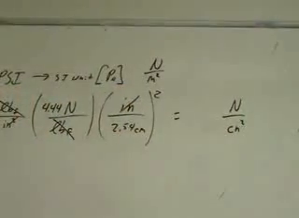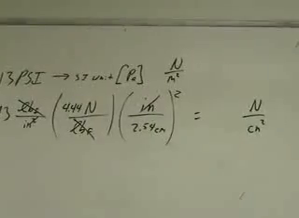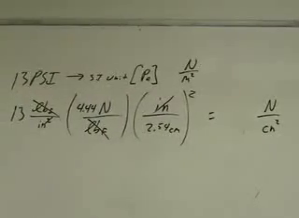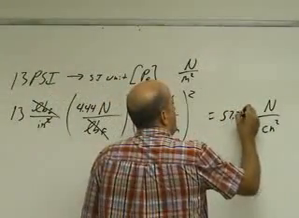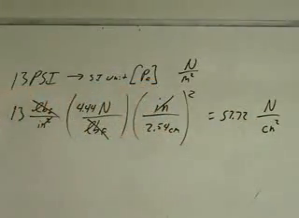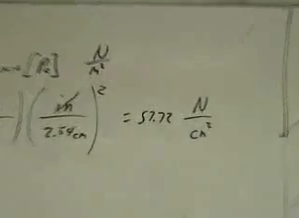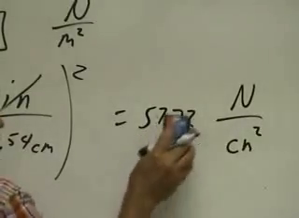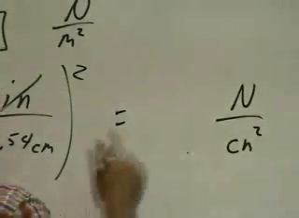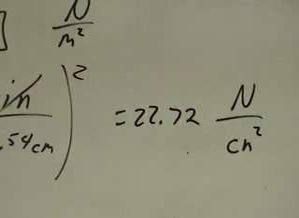Anybody doing this on the calculator? .72 over 2.94. 22.72. 22.72? Yeah. Okay. That's not where we're wanting. We're going to get to newton per meter squared.